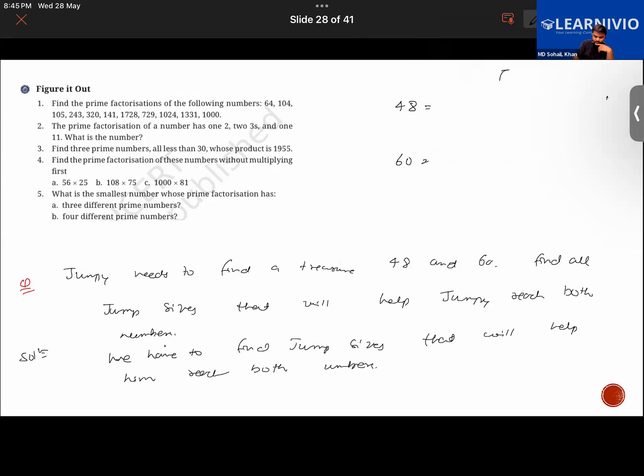So list down the factors, both of you. For 48, first it is 1, then 2, 3, 4, 6. Habib, you also mentioned 8, 12. Till there I found 16. 16 threes are 48. Yes. 24, then 48.